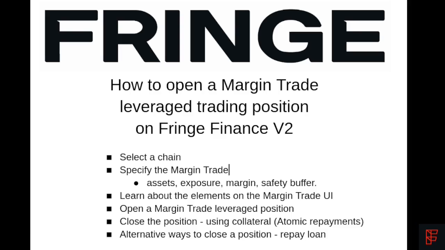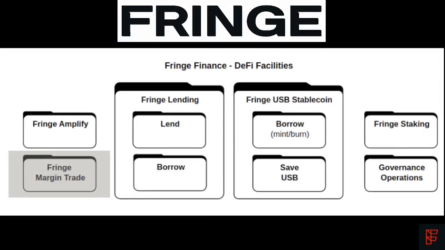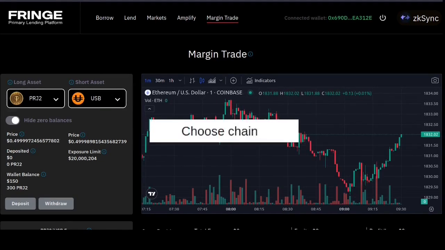We'll do that in a number of ways, including using collateral, the regular way we'll do it, and also alternative ways. For a bit of context, today we're looking at the Fringe margin trade leverage trading facility. The rest of the facilities that Fringe Finance offers are the Fringe lending platform, with lending and borrowing, the Fringe USB stablecoin, the Fringe staking facility, and Fringe Amplify, and here highlighted the Fringe margin trade facility.